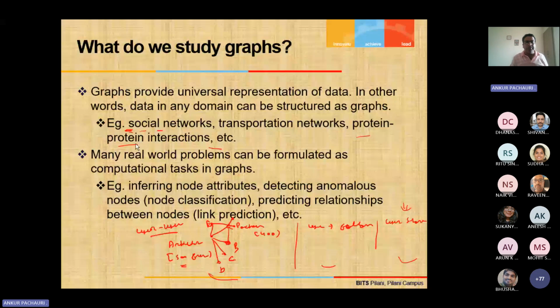Many real-world applications can be formulated as computational tasks in a graph: inferring node attributes, detecting anomalous node classification, predicting relationships between the nodes, meaning the edges, link prediction, and so on. So ultimately we will be doing the classification activity in some form or other throughout this course.